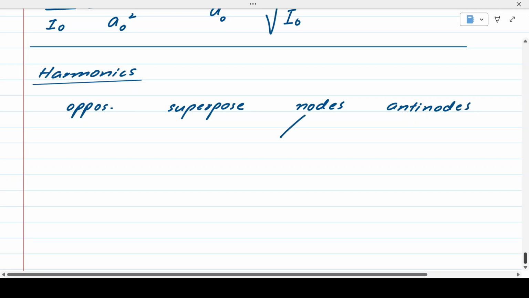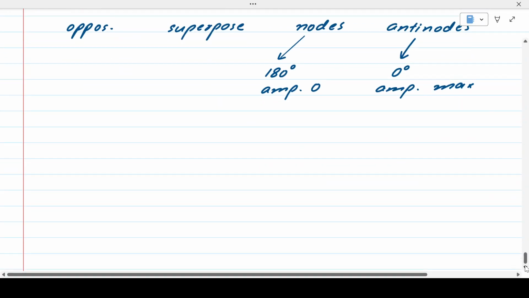Nodes will be formed at the points where the phase difference between the waves is 180 degrees and the amplitude is minimum. At the points where the phase difference is 0, the amplitude increases to maximum, and antinodes are formed.